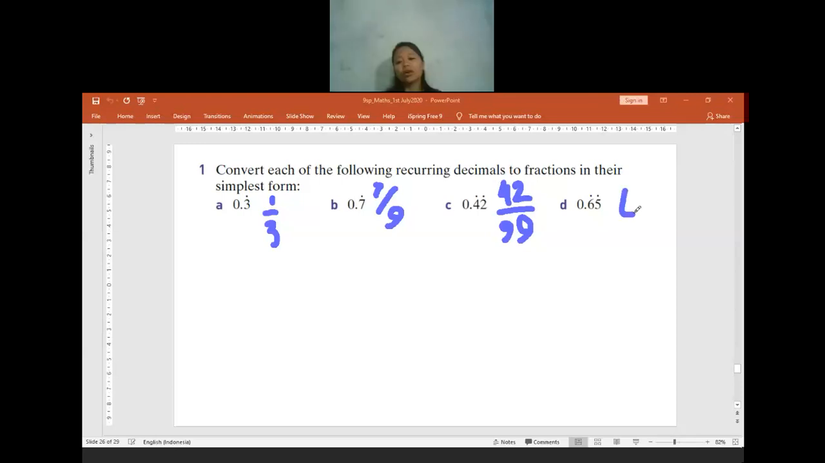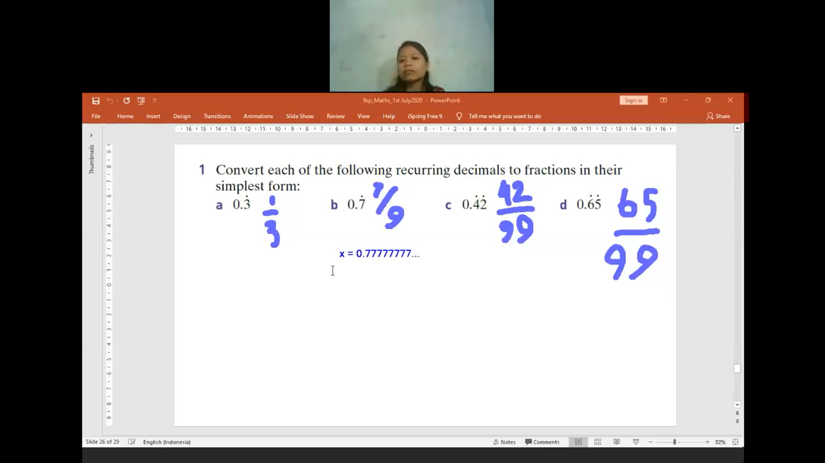Okay, is there anyone who gets confused? Let me know. No, teacher. Really? What about the others? Okay, maybe I will just discuss questions B and D. I'm afraid some of your friends are too shy to ask. So for questions B and D, the one that I'm going to explain, the x will be 0.777 and so on, with the 7 repeating.